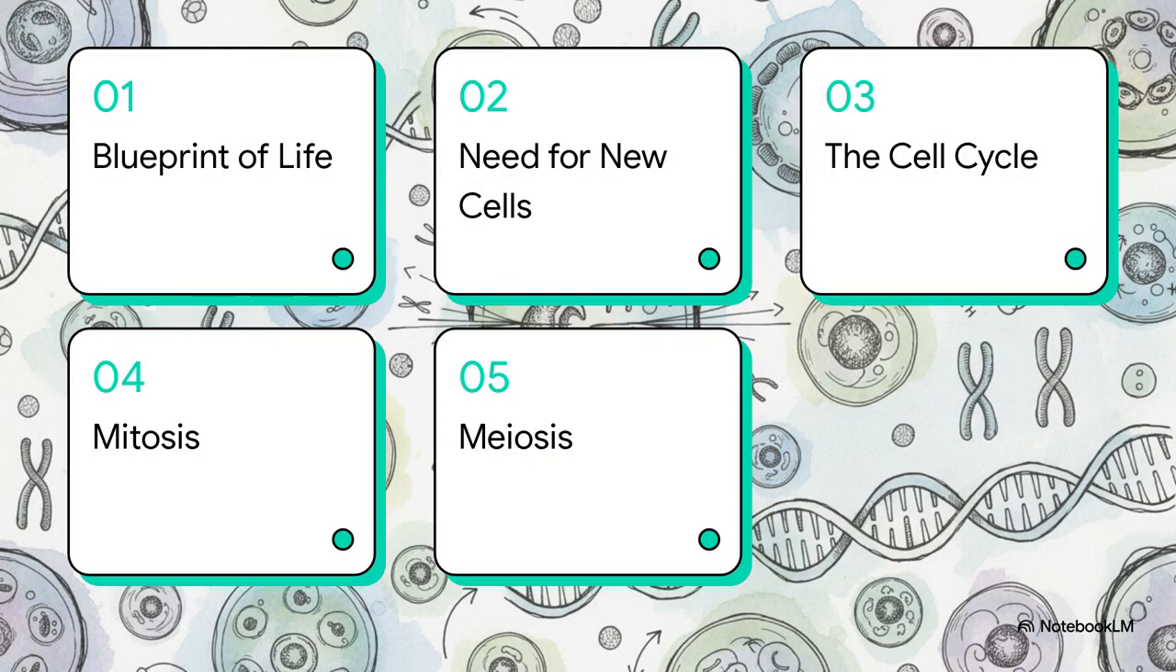So here's our roadmap for today. First up, the blueprint of life. Second, why we need new cells. Third, the cell cycle. Fourth, mitosis, making clones. And finally, meiosis, creating variation. Let's get right to it.